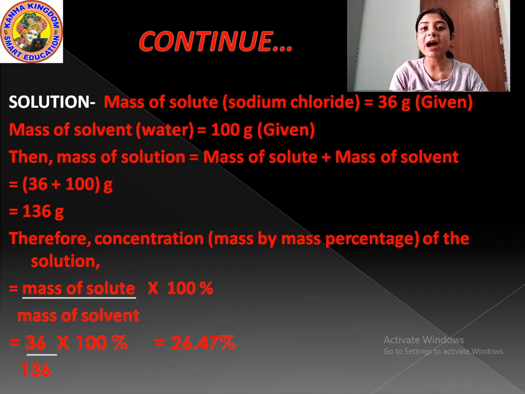You have to find the mass of solution. If you mix the solute and solvent together, what will be the mass of the solution? The mass of solution is equal to mass of solute plus mass of solvent. That means 36 plus 100 gram, which is equal to 136 gram. So the mass of solution is 136 gram.